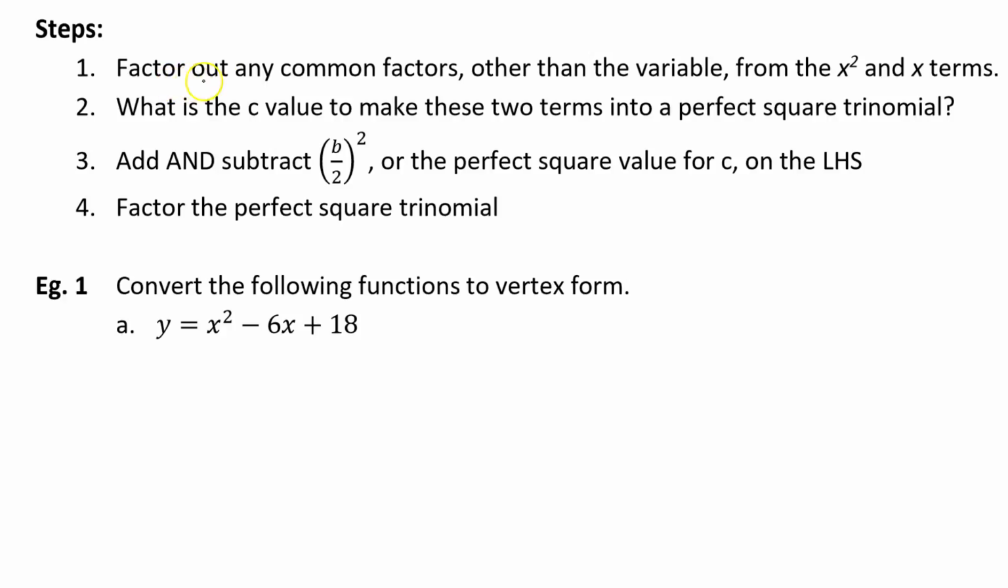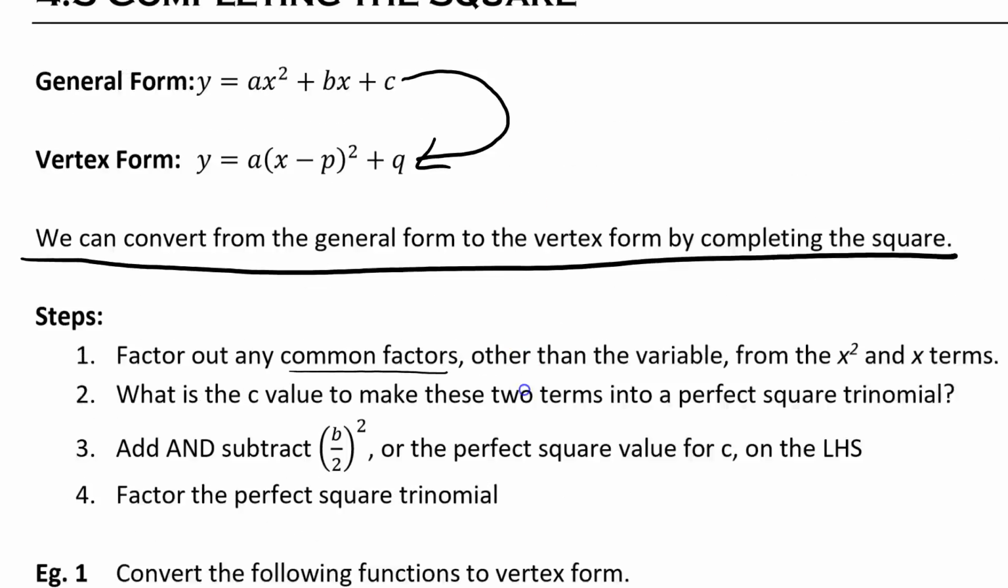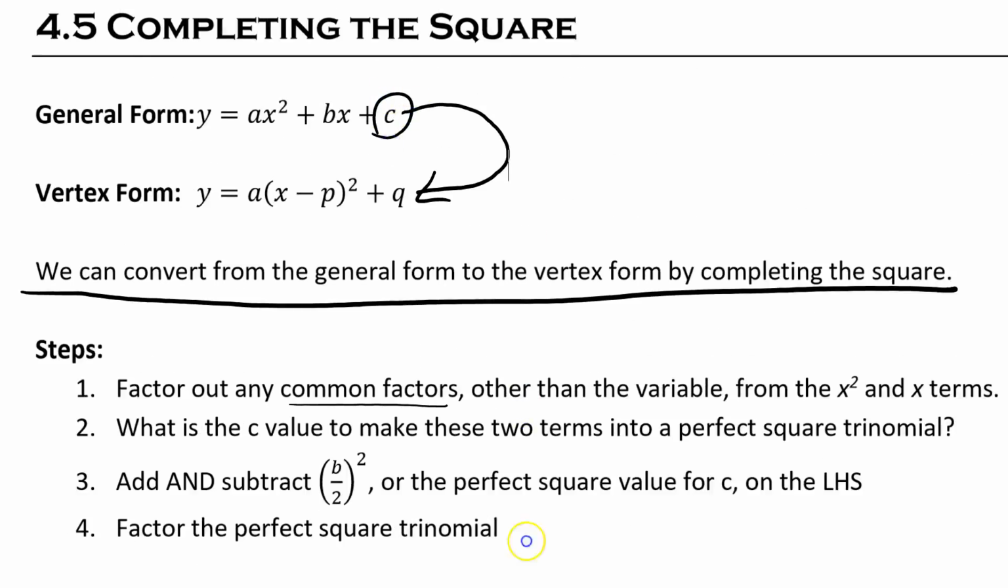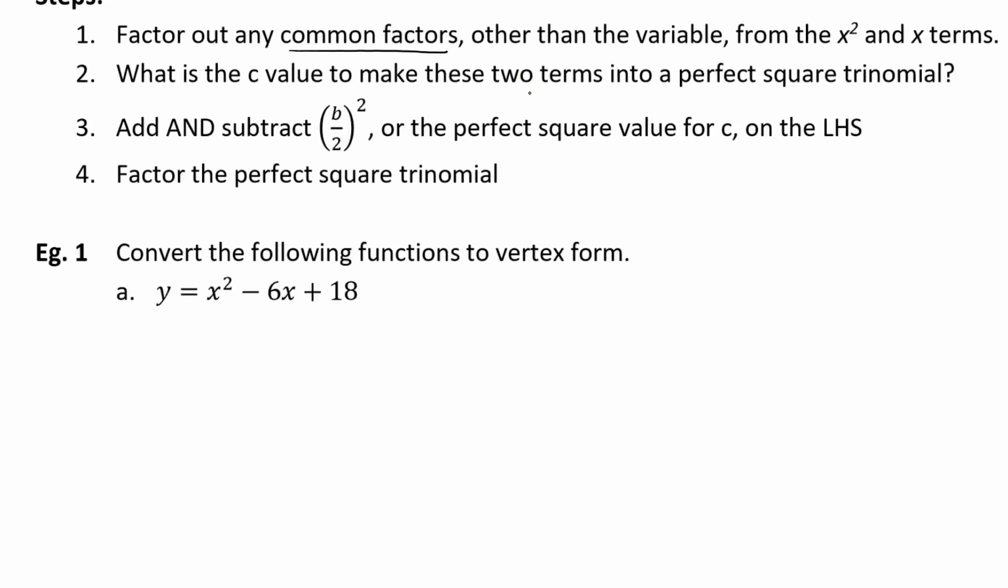What you want to do is factor out any common factors other than the variable from the x squared and x terms. Now that sounds really complicated, but it's like take the first two terms, and in general your first two terms are going to be your x squared and your x, but you can change the order if you need to. What is the c value, or that constant? What is that c value that will make these two terms into a perfect square trinomial?